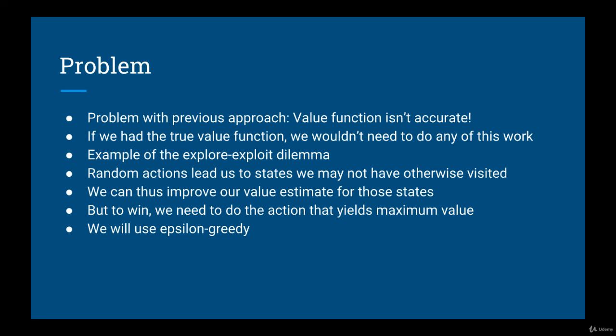Now what's the problem with this strategy? The problem is the value function isn't accurate. If we already had an accurate value function, we wouldn't need to do any of this work in the first place. You might recognize this problem as a problem we already talked about. It's the explore-exploit dilemma. In particular, by taking random actions, we can learn about new states that we would have otherwise never gone to. By doing so, we can improve our estimate of the value function for those states. But in order to win, we need to do the action that yields the maximum value. So we'll be using the epsilon greedy strategy to make a trade-off between exploration and exploitation.